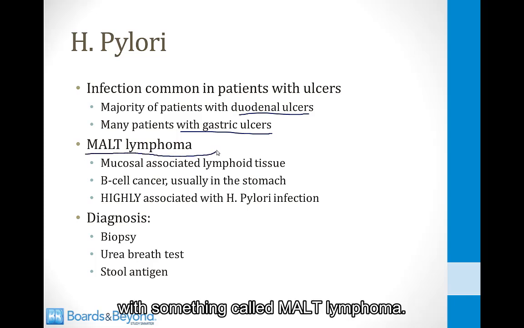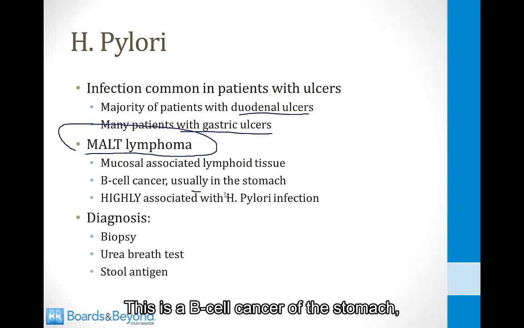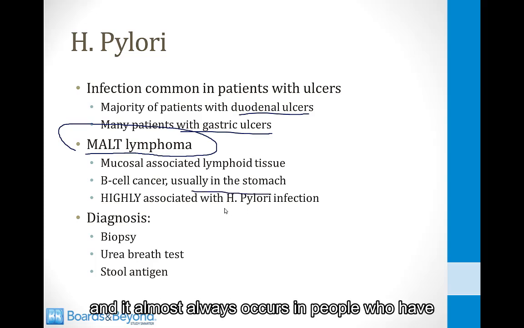pylori is associated with something called MALT lymphoma. So MALT stands for mucosal associated lymphoid tissues. This is a B-cell cancer of the stomach, and it almost always occurs in people who have an H.